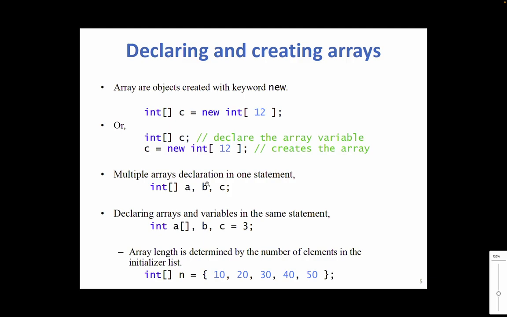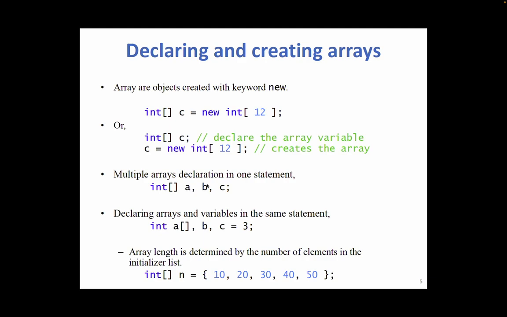But if you know what you want to put in an array, you can also do it with the curly brackets. Then in this example, for instance, it will be an array that has 5 elements in it, and the elements will be from 10 to 50. So that's also possible.